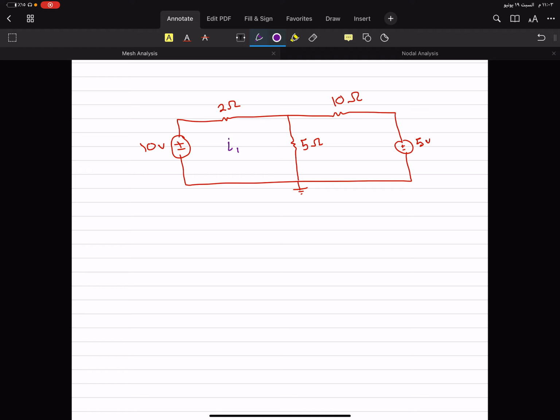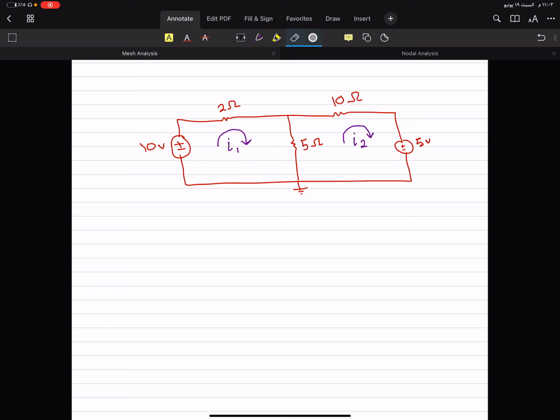So let's call this one I1, and the direction of it is like this. And let's call this one I2, and the direction of it is like this. Also, you can call this one I1 with the direction like this, and I2 like this. It's just a convention. So the question here comes: can you make I1 go to the left and I2 go to the right? It is possible, but as a convention, we make things easier by making them all in the same direction.